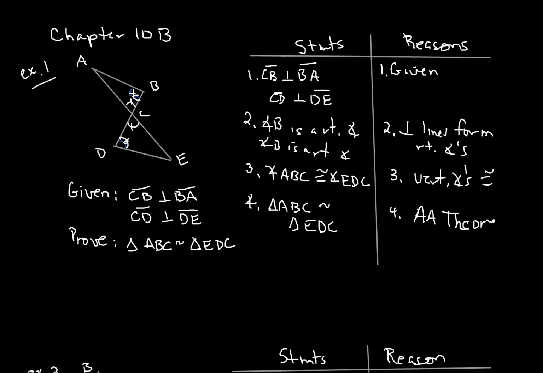Because if two triangles are similar, all of their angles are going to be congruent. Their sides are going to be proportional. But if two of the angles in a triangle are congruent to two in another triangle, then the third angle is automatically going to be congruent. So here we have it. To prove two triangles are similar, you just have to prove that two angles in one triangle are congruent to two angles in another triangle, and that's your angle-angle theorem.